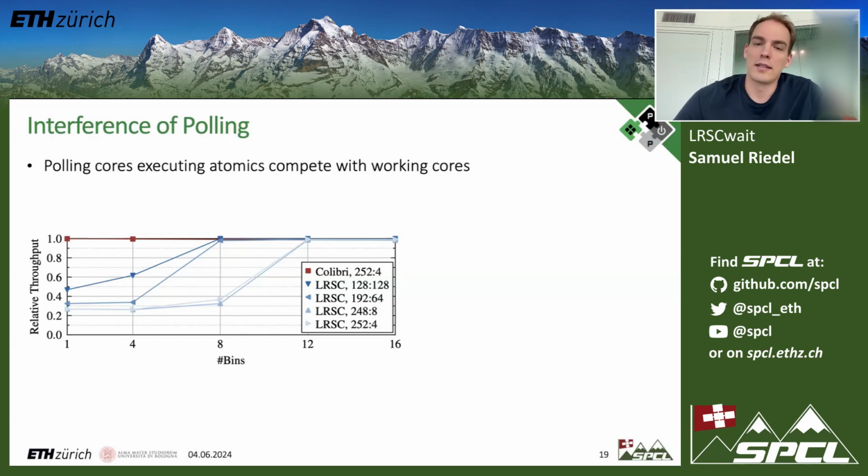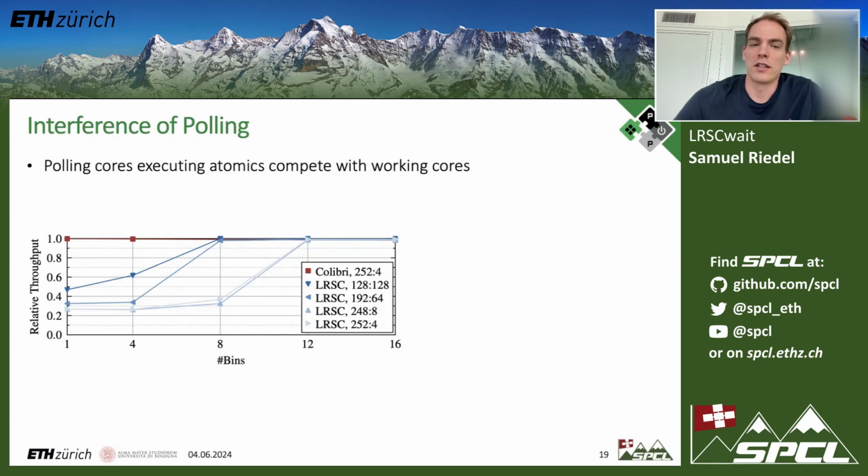In this case, we can see that for Colibri, the red line, the relative throughput, depending on how many cores are polling an atomic and how many atomics we have, it doesn't matter. We never really disturb the worker cores. We always get the maximum performance in the workers.